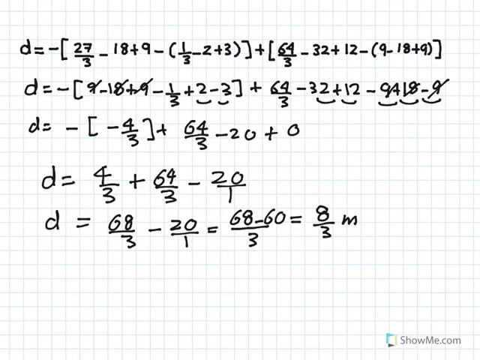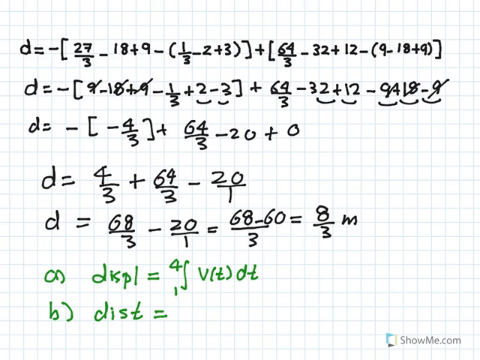So let's do a little bit of review. In part A, we found the displacement using the formula integral from 1 to 4, v of t dt. Part B, to find the distance, the key distinction here is we integrate from 1 to 4, but we need to put absolute value of the velocity function, absolute value of v of t dt. And that came out to be 8/3 meters for the distance, and for the displacement, it came out to be 0 meters. All right, thanks.